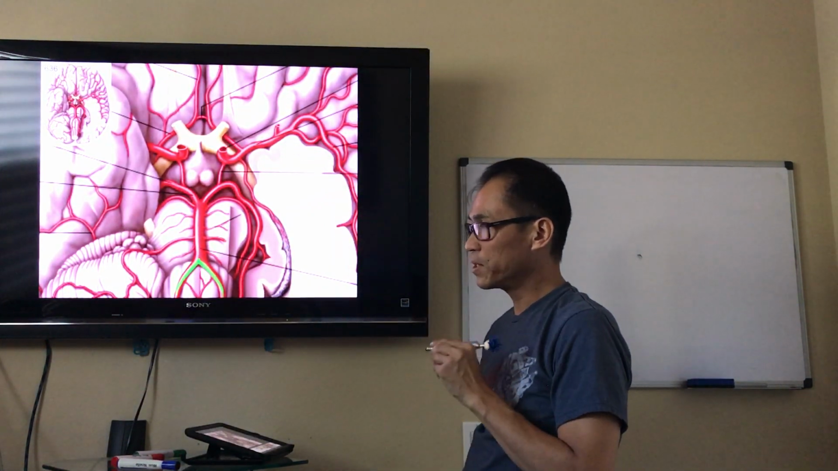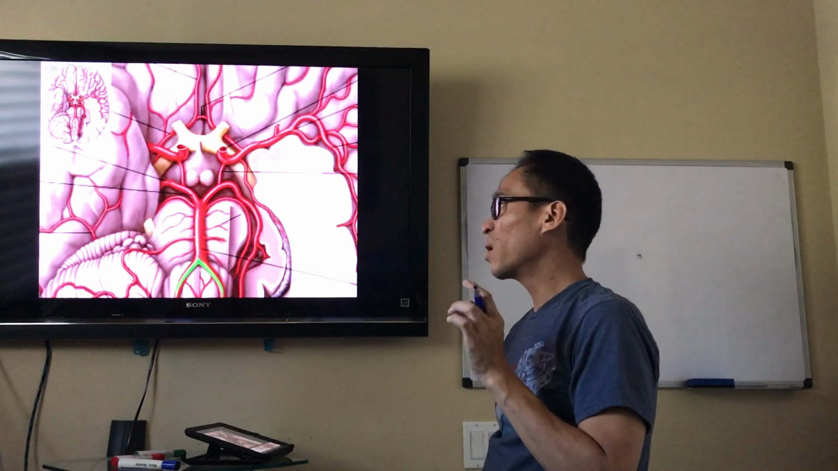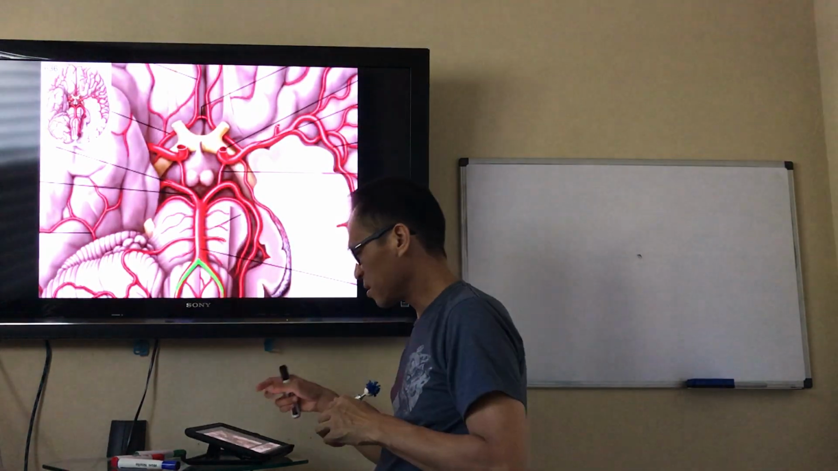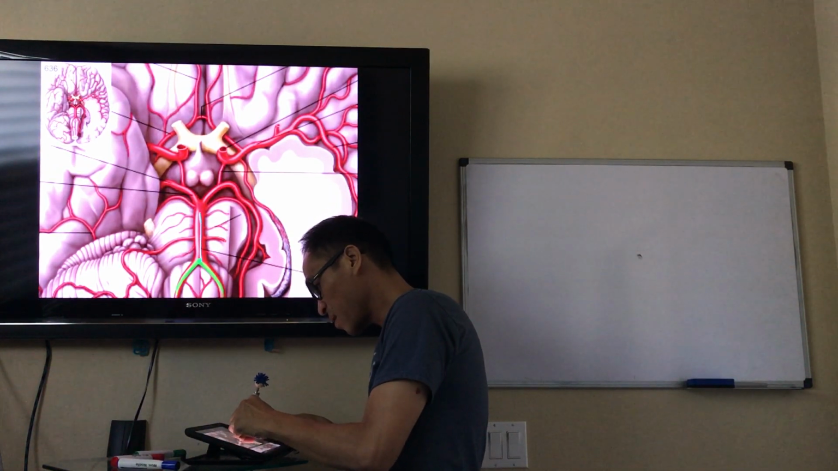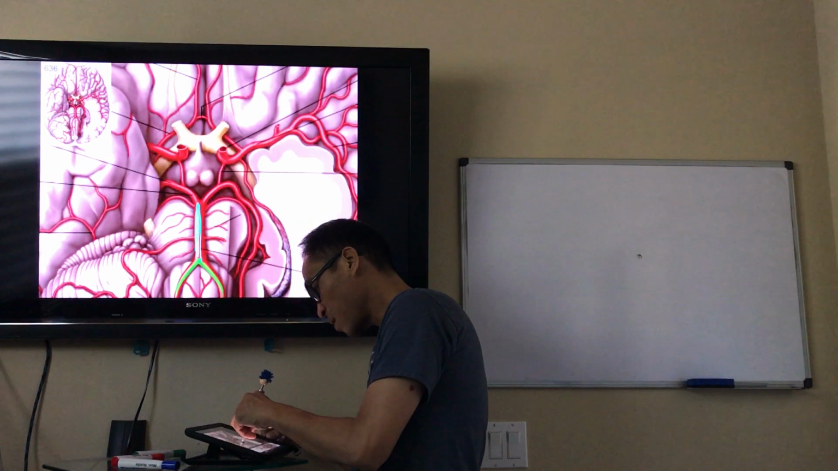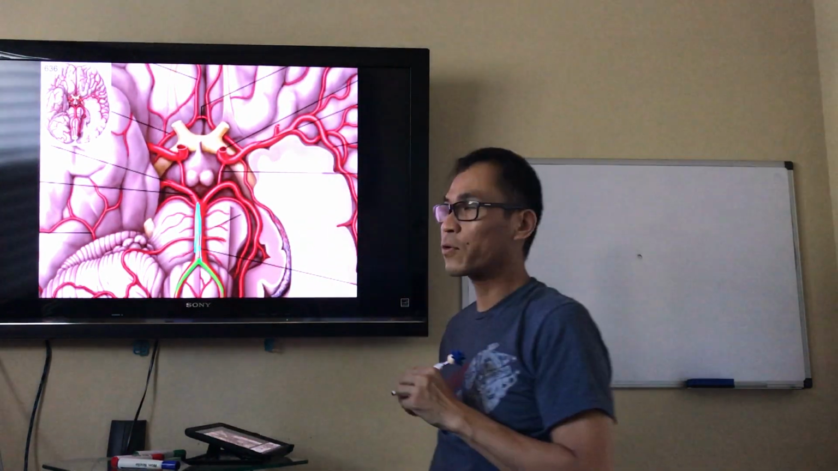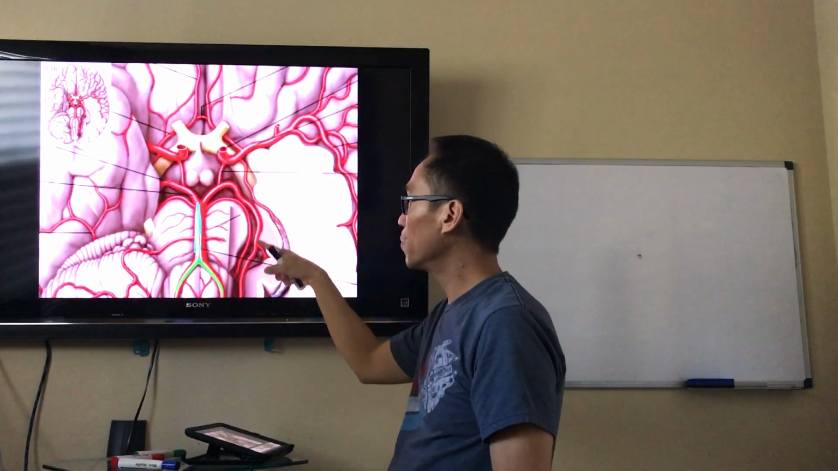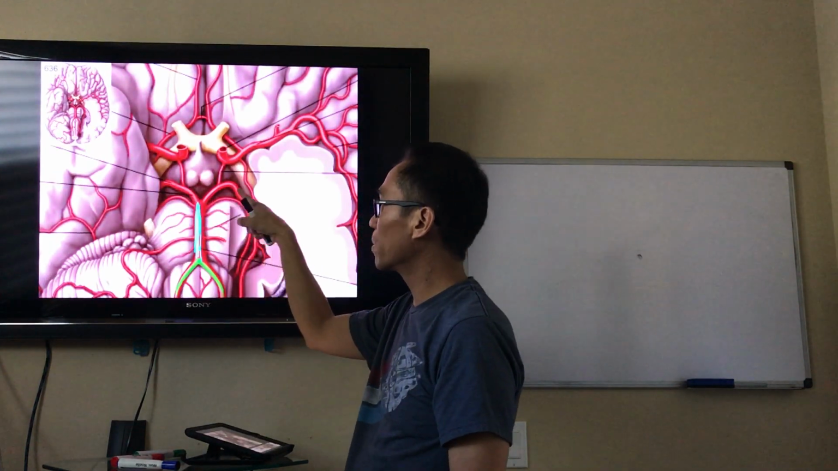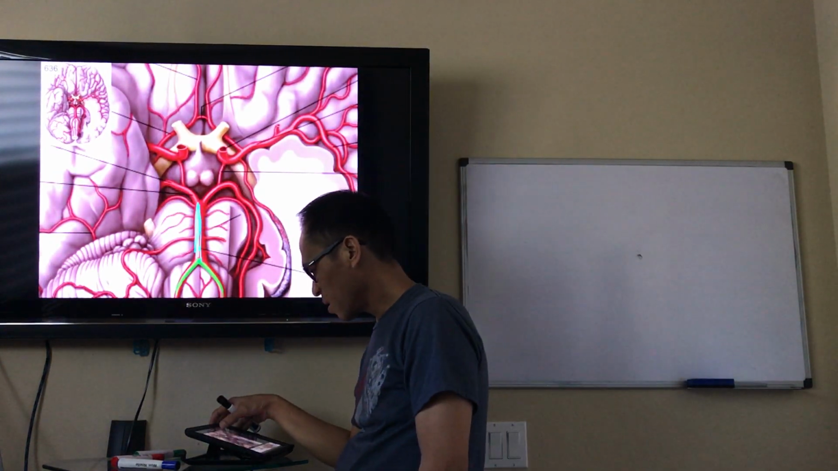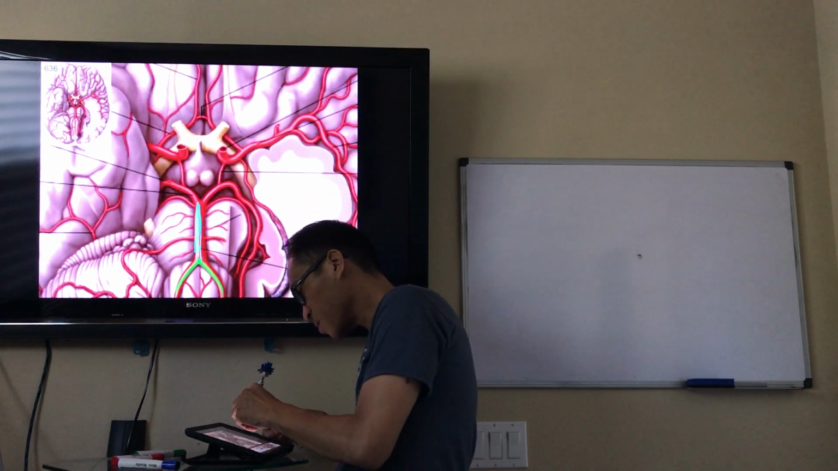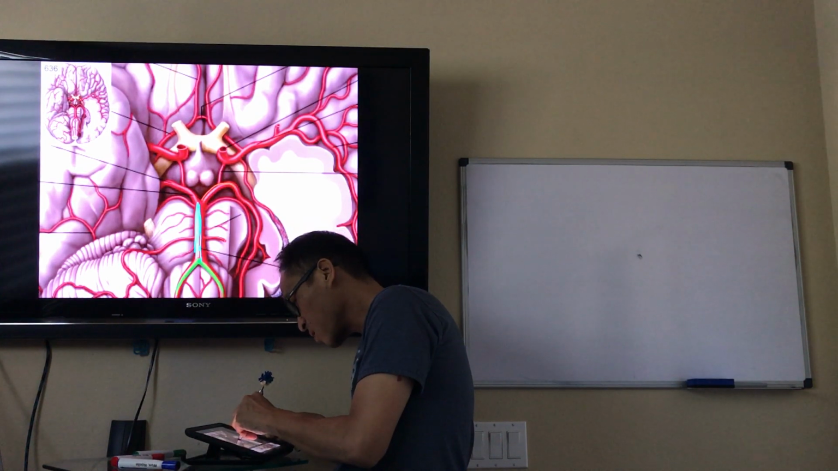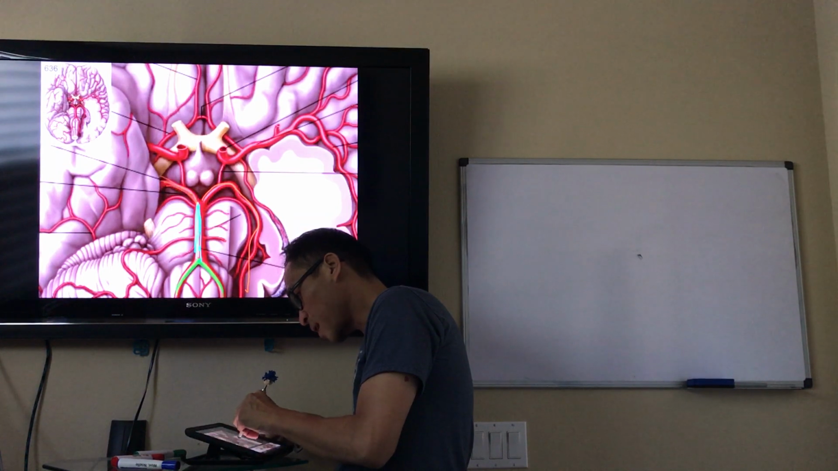Okay, so we got two vertebral arteries. They merge to form one basilar artery right on top of the pons. Use blue for that, basilar artery. Okay, one basilar artery that branches off into two posterior cerebral arteries. How about I use orange? So coloring it in orange there on one side and the other side.